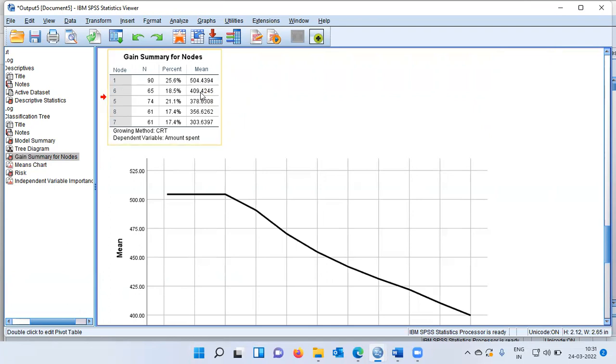Node 6 is also profitable because the average spend here is greater than 400. But when you look at 5, 8, and 7, the average spend is less than $400. It is 378, 356, and 303 respectively, which is clearly less than $400. So if I have to specifically focus my attention, I will be focusing my attention on node 4 and node 6. So this is how you can interpret a decision tree model.